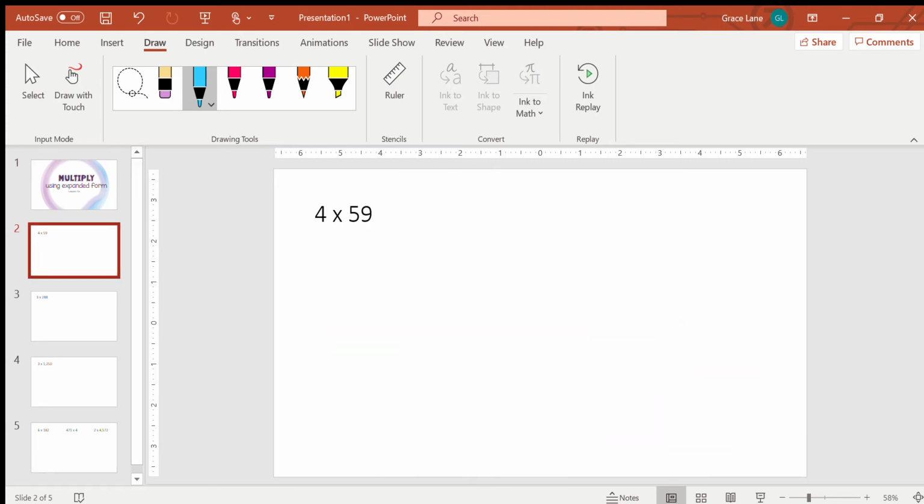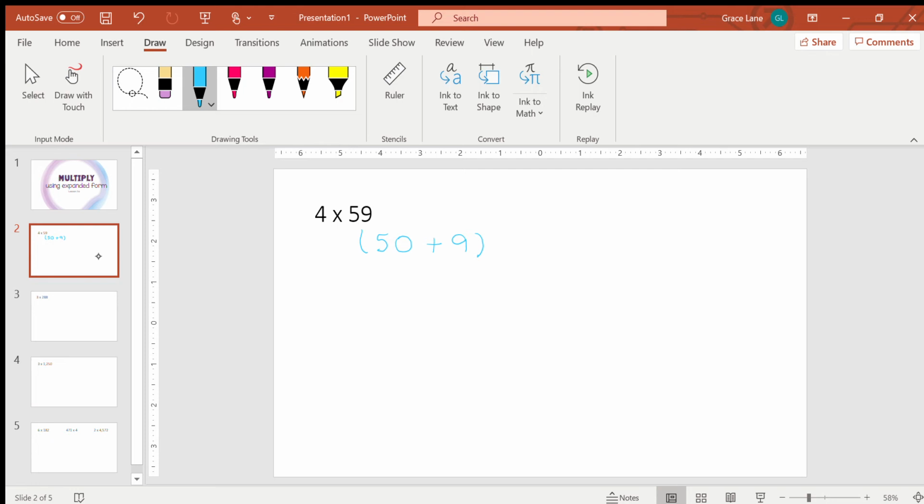So in the last chapter we learned that, for example, this number 59 can be broken up into the tens place and the ones place. And so 59 is really 50 plus 9 because the 5 in the tens place stands for 50 and the 9 in the ones place stands for 9. And so to multiply using expanded form like this, we use a property called the distributive property.